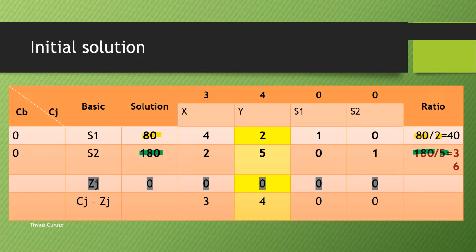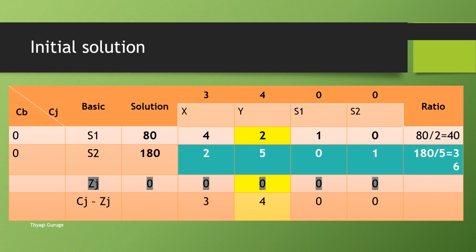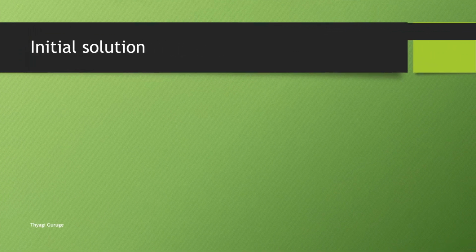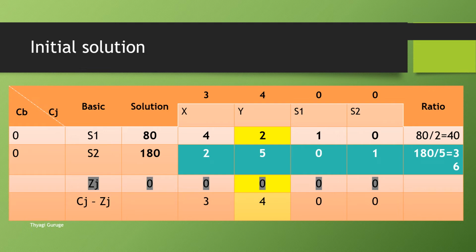So, based on this, now we are going to identify the pivot row. The pivot row is the one with the lowest ratio. So, our pivot row is the second row. First, we identified the pivot column in the yellow color area, and next, based on the lowest ratio, we identified the pivot row. Now, with the intersection point, we identify the pivot element. Here, the pivot element is 5.